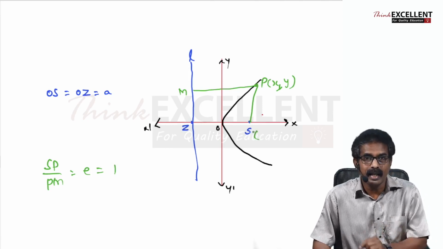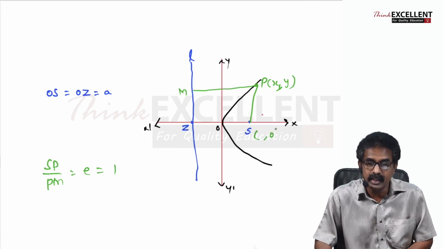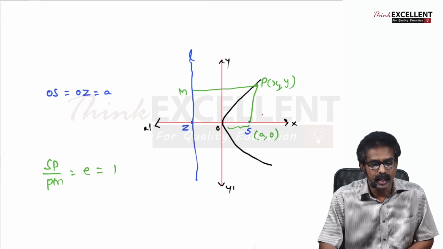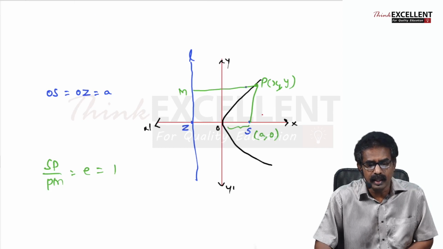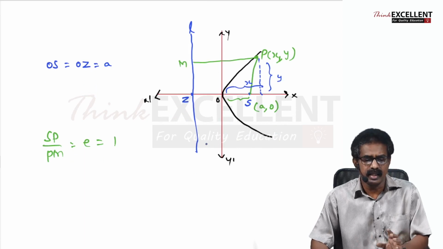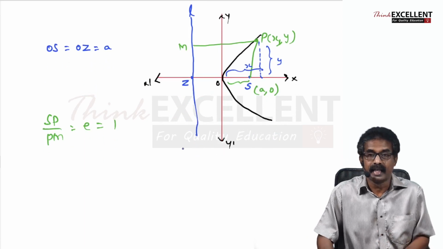S is a point on the x-axis, so its y coordinate will be 0. The x coordinate is this distance. This distance is what? A. So now one more line I'm going to draw. From P, you draw a perpendicular line so that you know this distance is y and this distance is what? x. So that is why this point is x comma y. So this is the diagram. So what are the things necessary? You can draw a neat diagram.